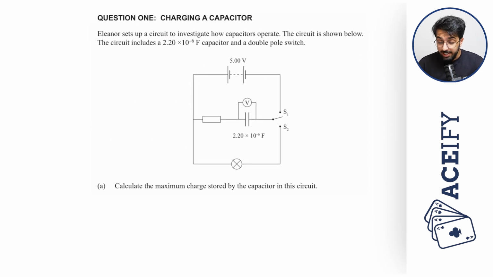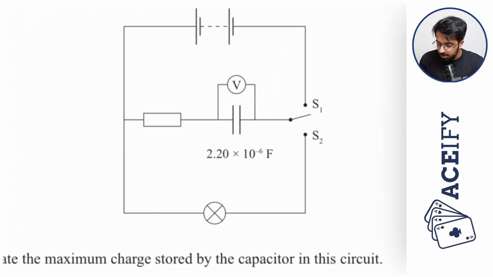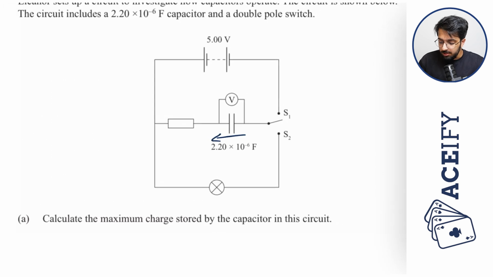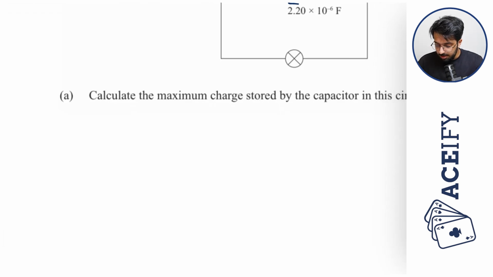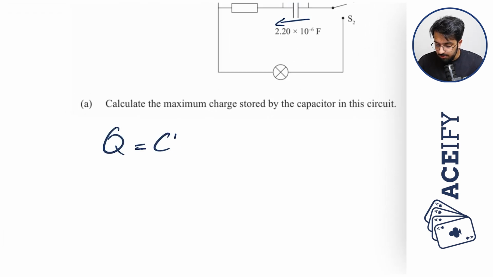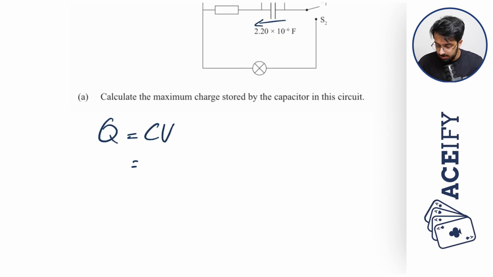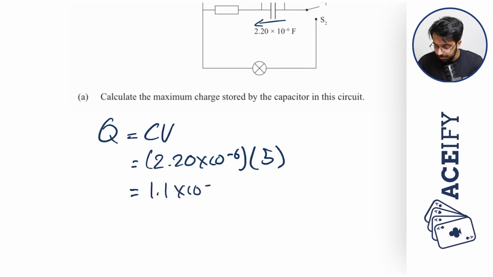Alright, so when maximum charge is stored on the capacitor, this is when the voltage across the capacitor is equal to the voltage across our power supply. And so in this case, that is 5 volts. And so therefore, Q is equal to CV, and we are given our capacitance of 2.2 times 10 to the negative 6, and that's multiplied by 5 volts, and that equals 1.1 times 10 to the negative 5 coulombs.